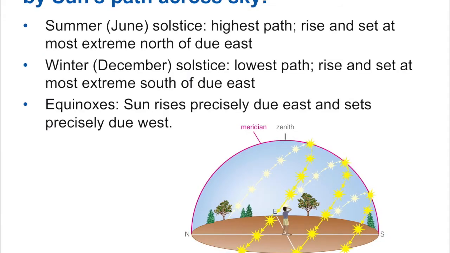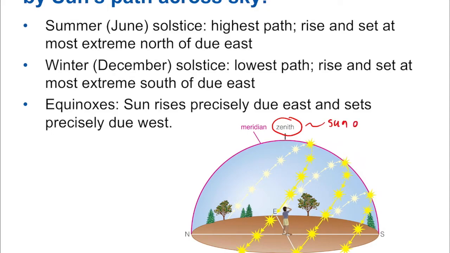So we can recognize solstices and equinoxes by the sun's path across the sky. How so? Well, the solstice is the highest path, the rise and set at the most extreme north of due east. Okay? So this right here has to be the solstice path. So you might wonder, okay, if that's the solstice path and the sun gets as high in the sky as it's going to get, why doesn't it get all the way up? Why doesn't it pass through the zenith? Well, it will only pass through the zenith if you're at the equator.